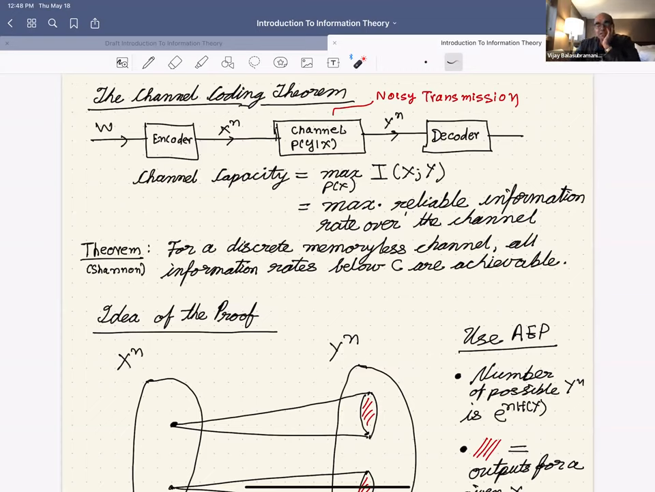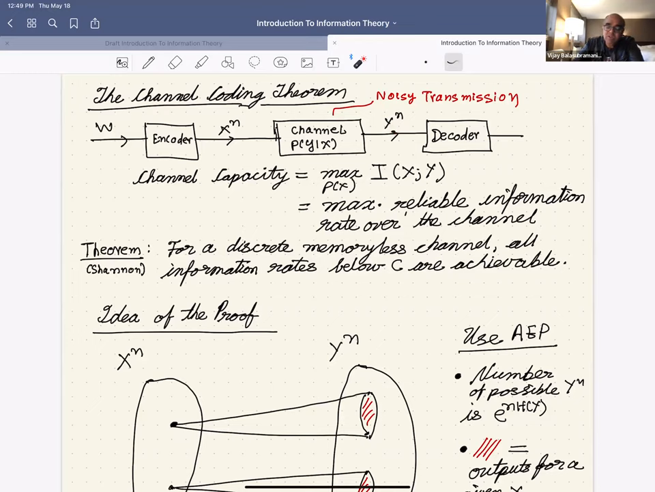Great. So now I'm going to talk about the channel coding theorem. Imagine that you have a signal W, you encode it into some sequence of X's, and that sequence of X's gets transmitted through a noisy channel. The noisy channel is defined by a distribution for what Y comes out given that you stick X into the channel. There's a quantity called the channel capacity, which is the maximum over all distributions over X of the mutual information between X and Y.